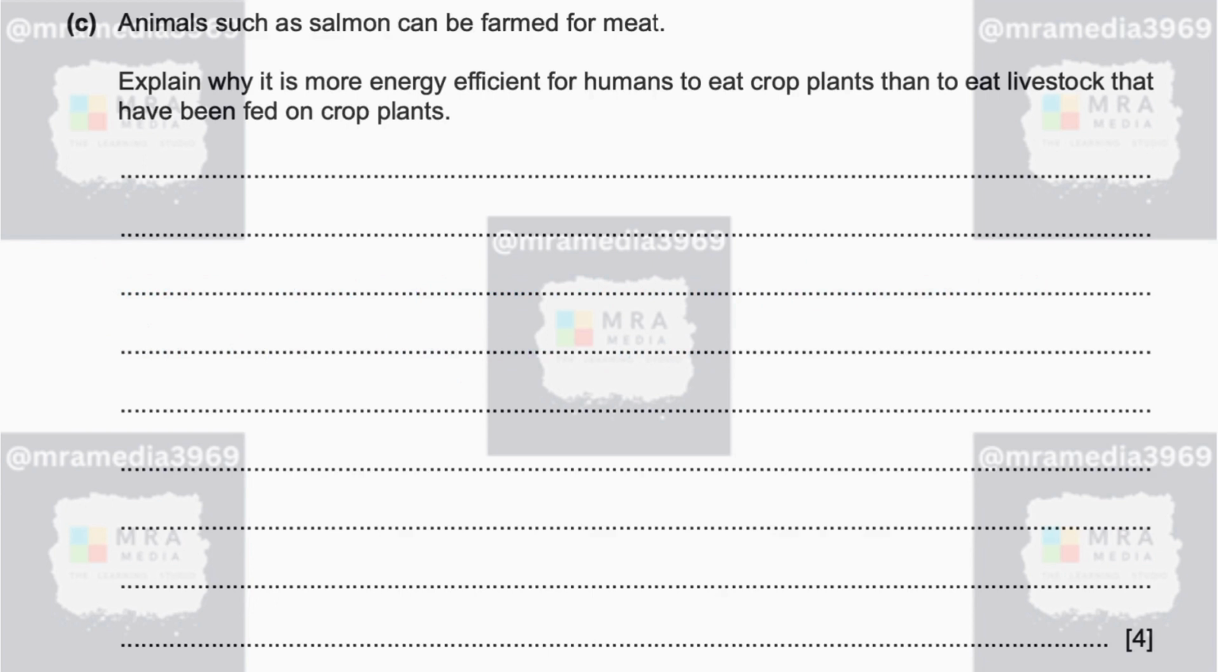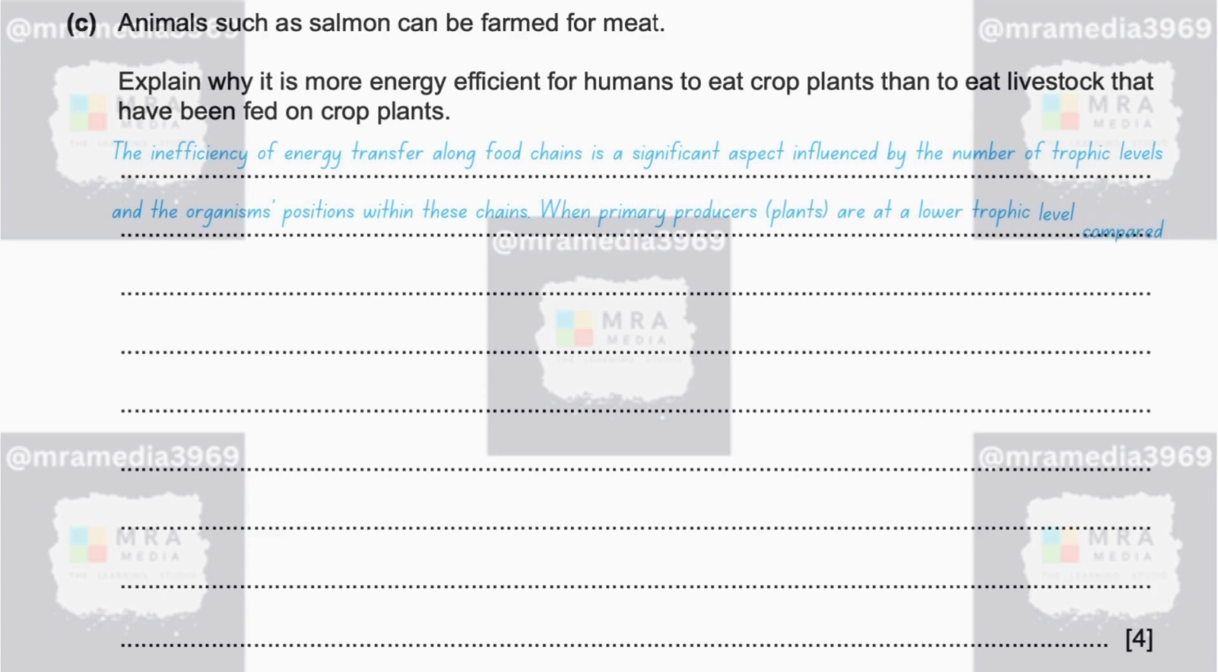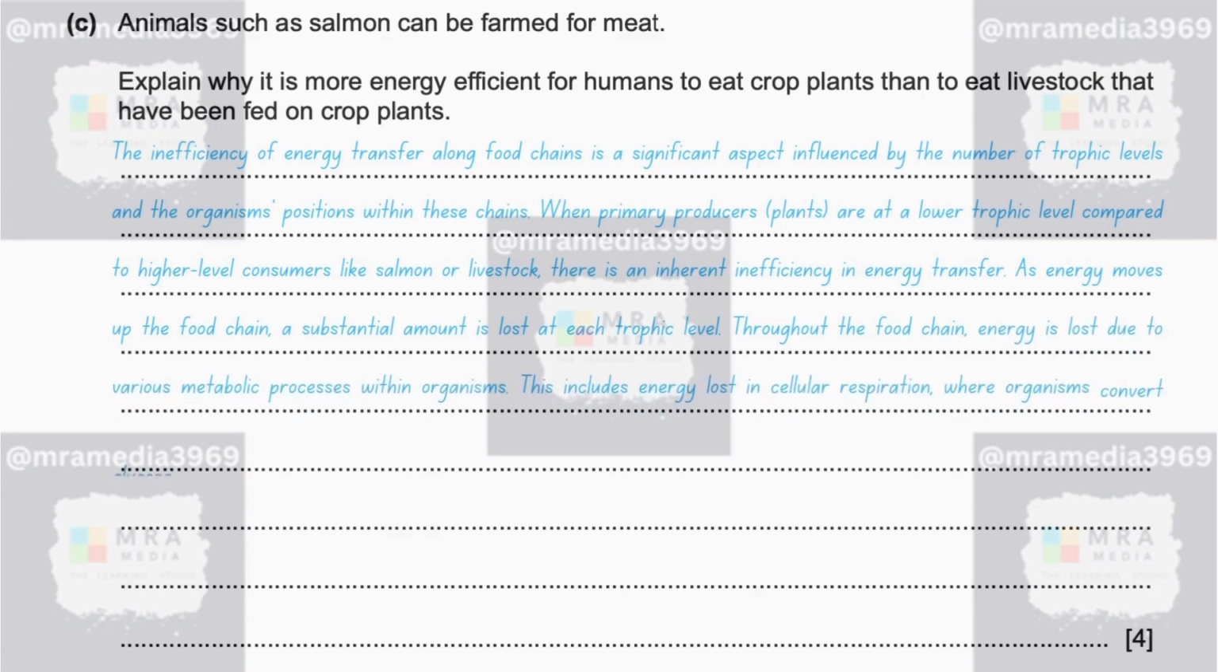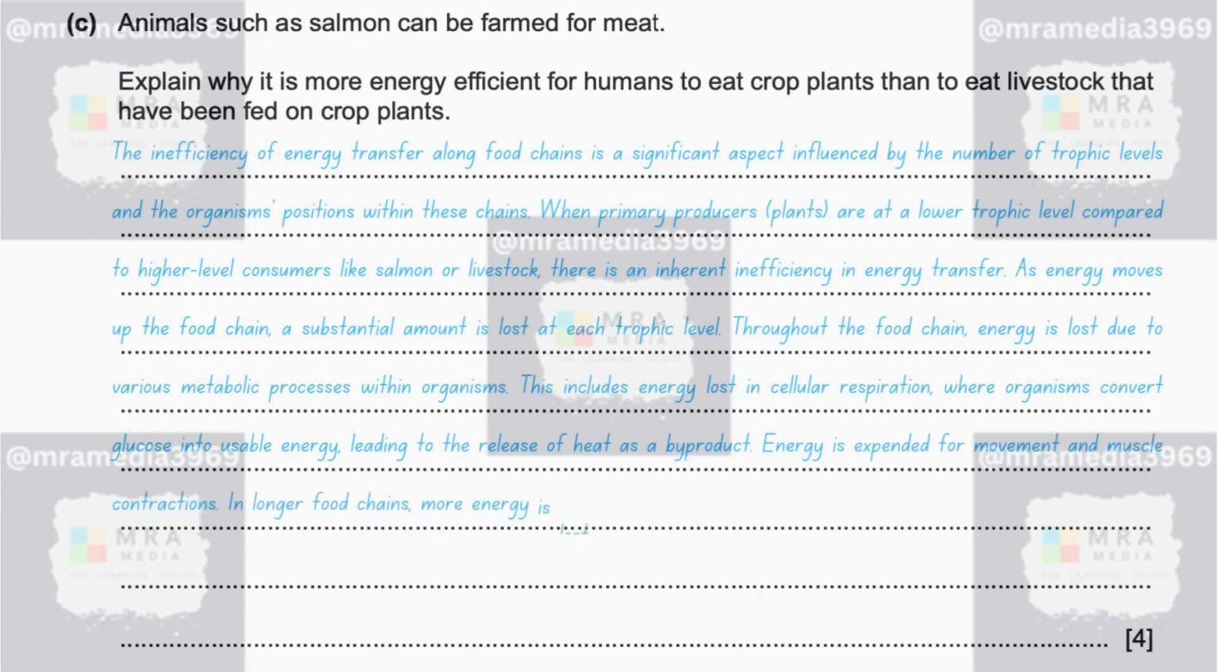Animals such as salmon can be farmed for meat. Explain why it is more energy efficient for humans to eat crop plants than to eat livestock that have been fed on crop plants. The inefficiency of energy transfer along food chains is a significant aspect influenced by the number of trophic levels and the organism's positions within these chains. When there are fewer trophic levels, or when primary producers, plants, are at a lower trophic level compared to higher level consumers like salmon or livestock, there is an inherent inefficiency in energy transfer.